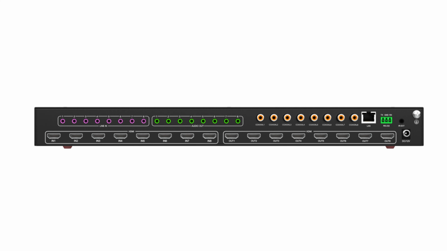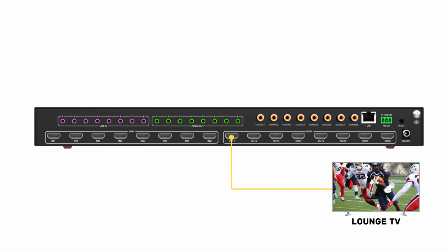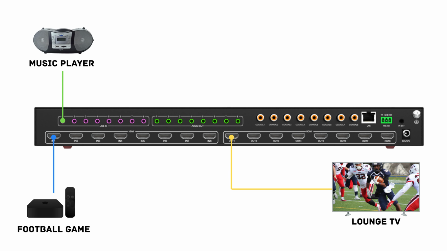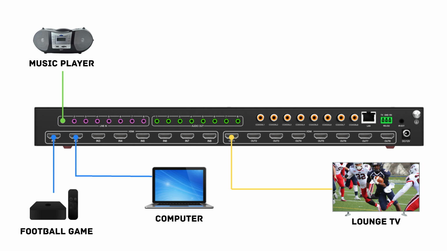So for this use case, we'll still have our output 1 be our lounge TV. We'll have video HDMI input 1 be a football game, and the analog input 1 tied to that football game would be the music player. We'll have HDMI input 2 be our computer, and then analog input 2 be a microphone input that will be tied to the computer.